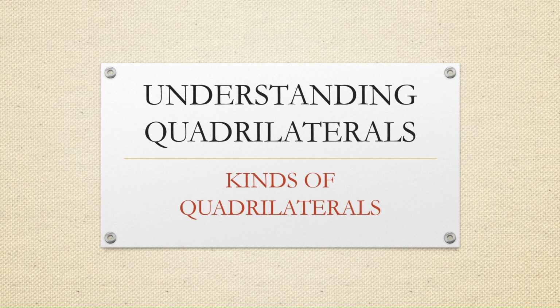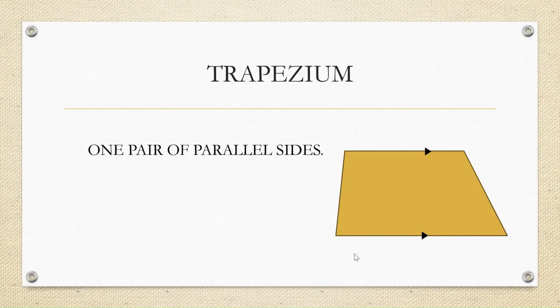Understanding quadrilaterals. Kinds of quadrilaterals. A quadrilateral is a polygon with four sides. So, depending upon this, there are some special properties added to the quadrilaterals and specific names are given to those quadrilaterals. The first one is a trapezium.